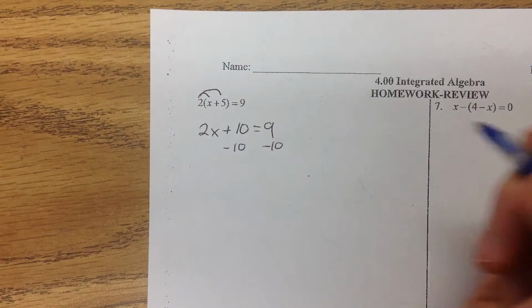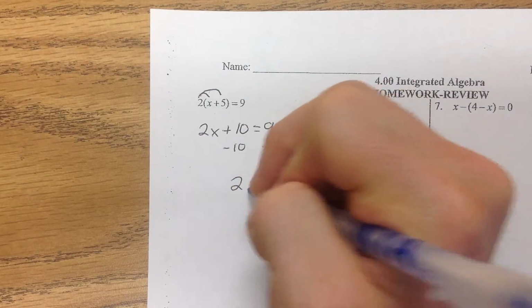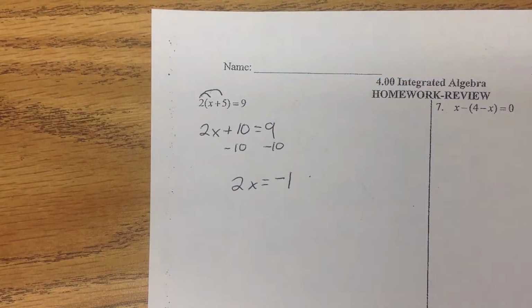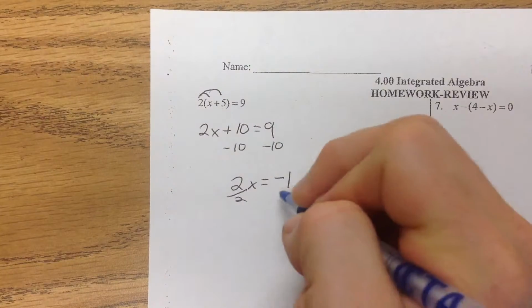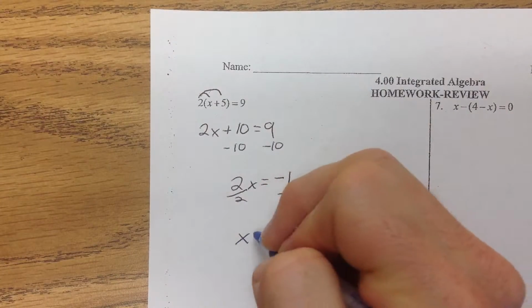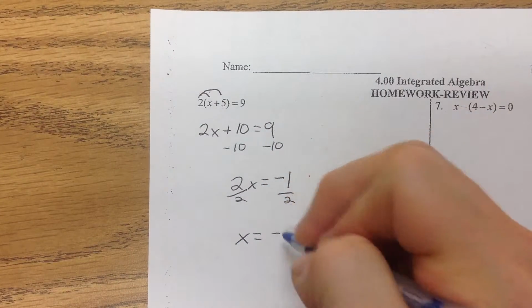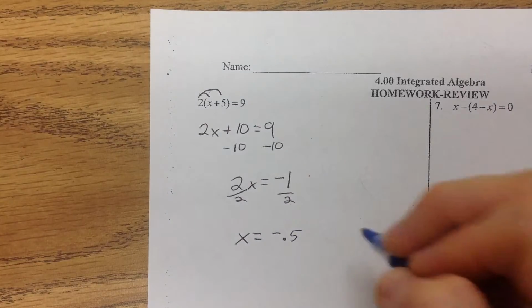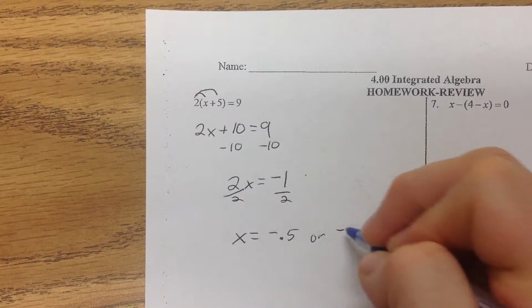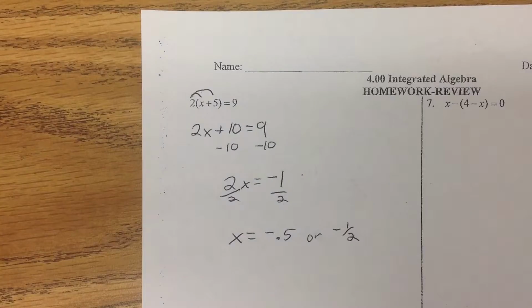Again, focusing on opposites there. So 2x equals negative 1. Divide both sides by 2. We're going to end up with another decimal here, so you can either write that as negative 0.5 or negative 1/2 if you prefer having it as a fraction.